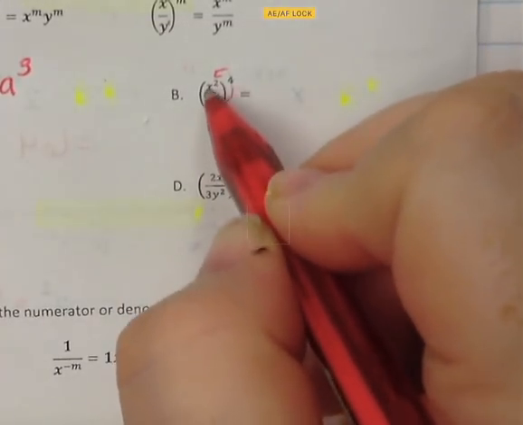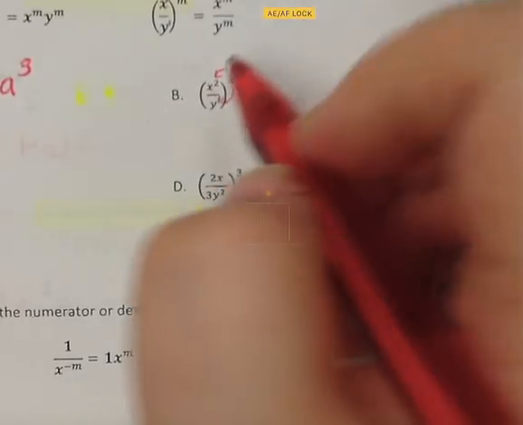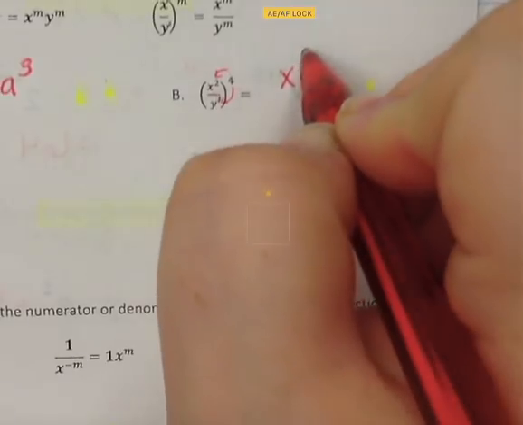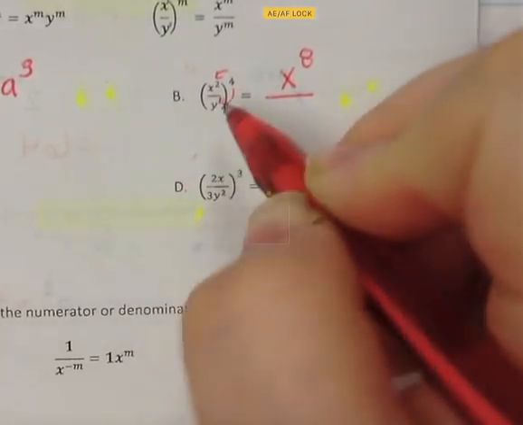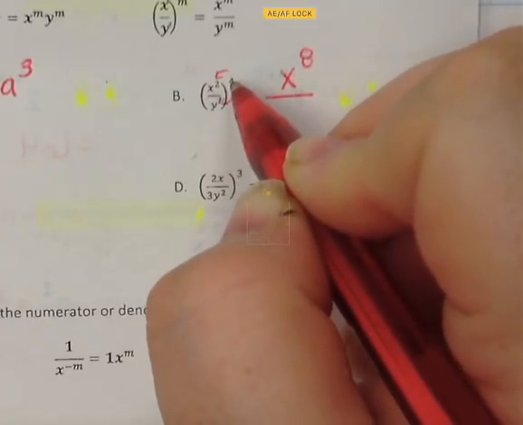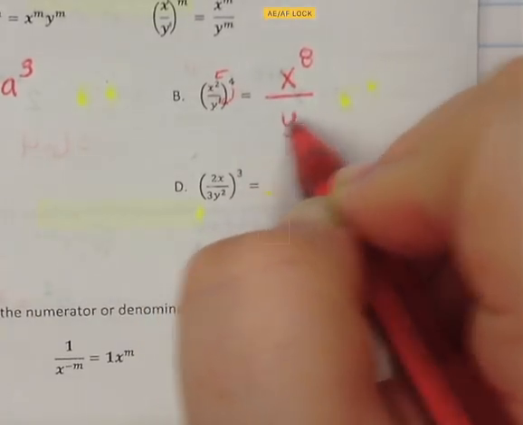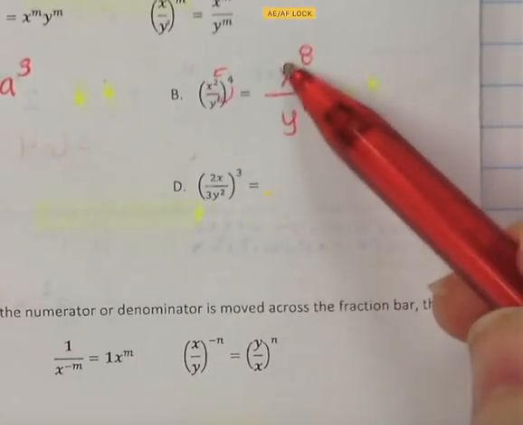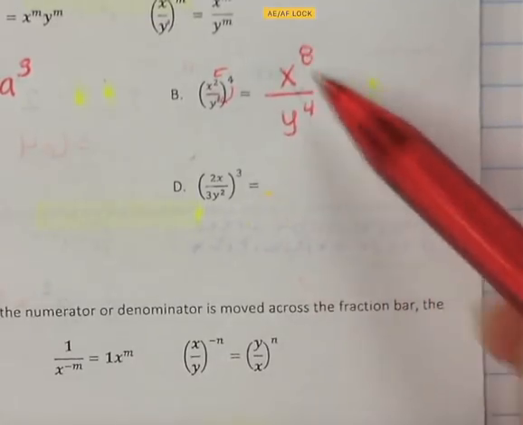Because we don't have any of the same bases, that's going to be our answer. So we have x raised to the 2 times 4, which is 8. And then on the bottom, because y is in the denominator, we have a 1 times a 4. So it's y to the 4th. And again, these bases are not the same. Therefore, we can't subtract our exponents.